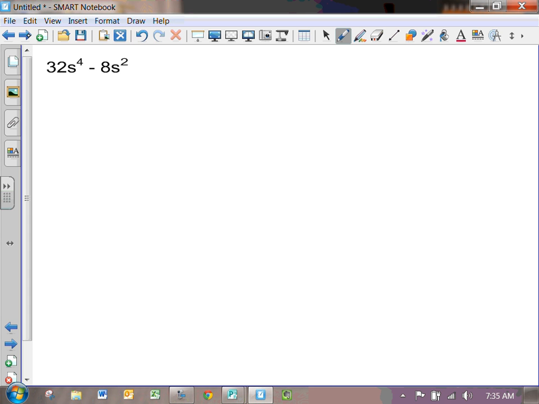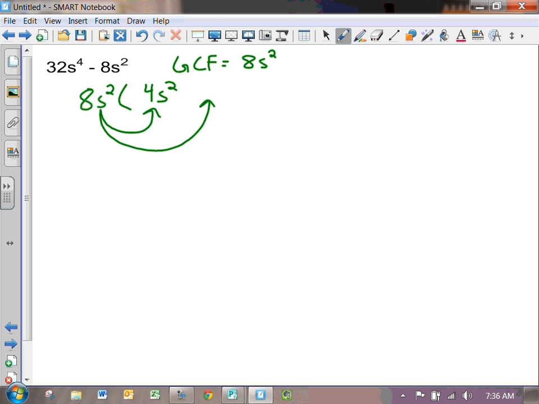All right, so you should have had time to get through that. Looking at this, our GCF, the biggest number that goes into 32 and 8, is 8. And the biggest number that goes into s to the 4th and s to the 2nd is s squared. Going to go up front. So 32s to the 4th we have to get. So 8s squared times what will give us that? That's 4s squared. 8s squared times what gives us 8s squared? So it's a negative 1. So there's our pulled out monomial and our binomial.